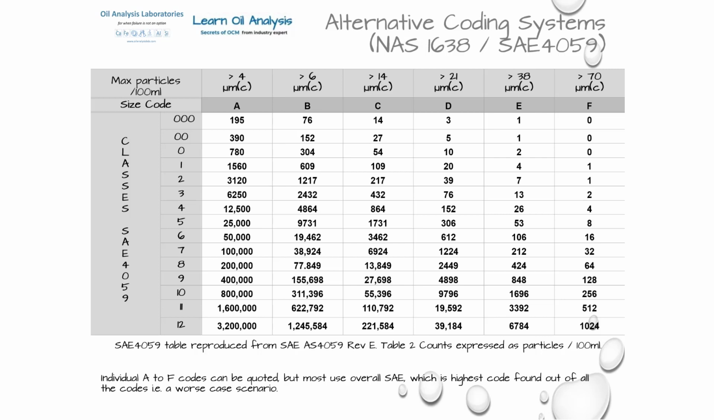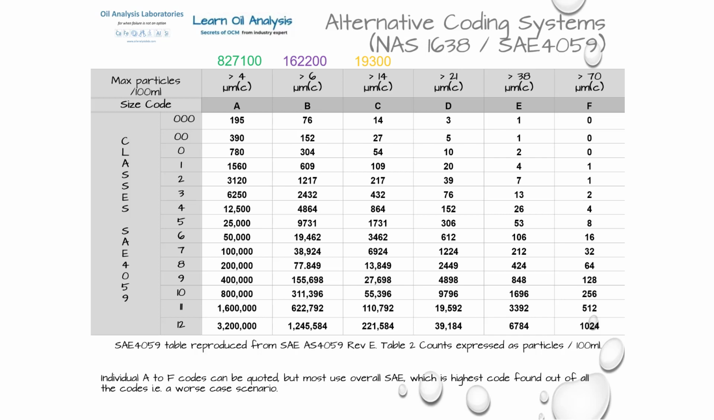per bottle, and are split into A to F subclasses. It uses the same ISO 4406 figures, such as the 4, 6 and 14 micron counts, but also uses 21, 38 and 70 micron as well. So for this example, I will use the same counts multiplied by 100 from the previous example, and because this is the maximum allowable value, I need to pick the lowest value that is still higher than my count.